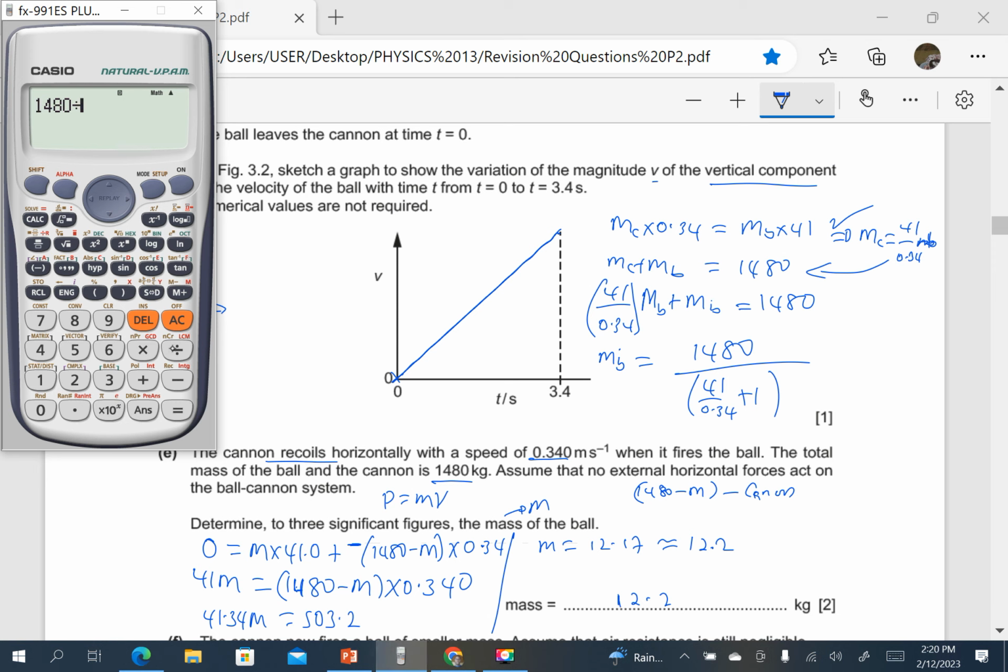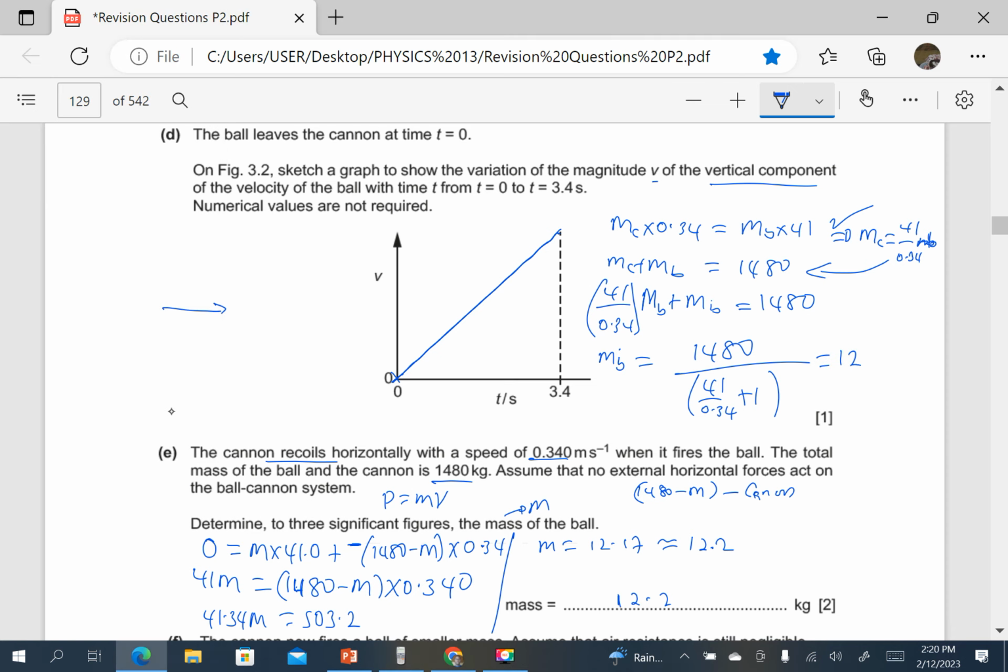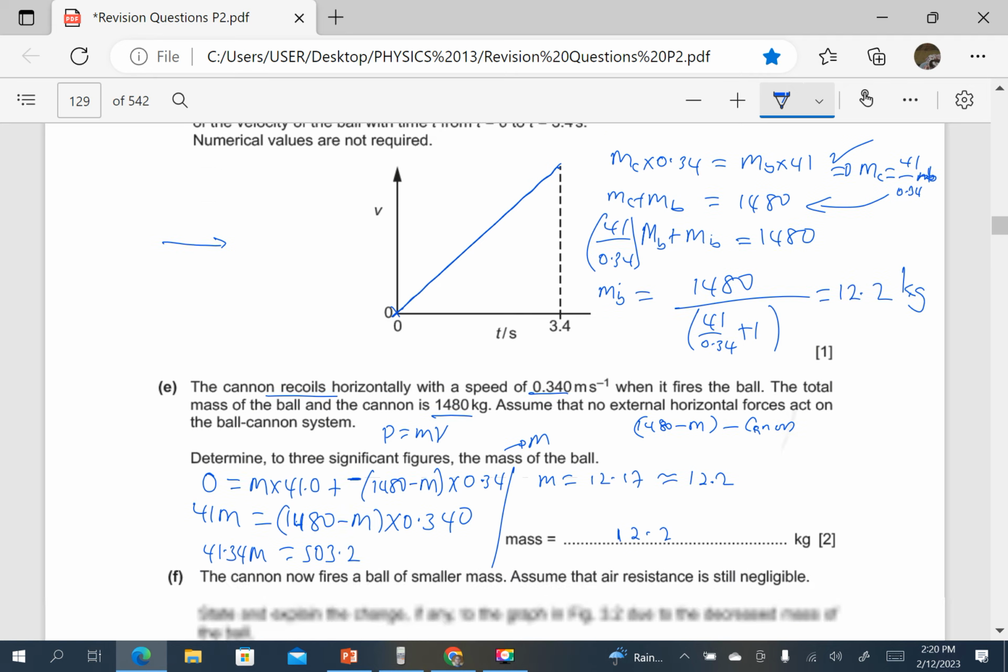1480 divided by, open brackets, we have 41 divided by 0.34 plus 1. So that is 12.2. So that is 12.2 kilograms. Okay, I hope that is fine.